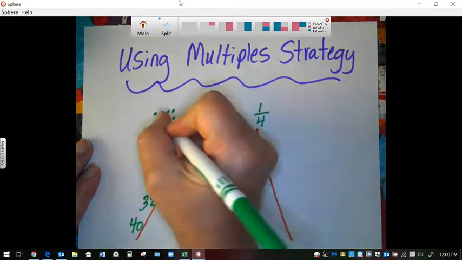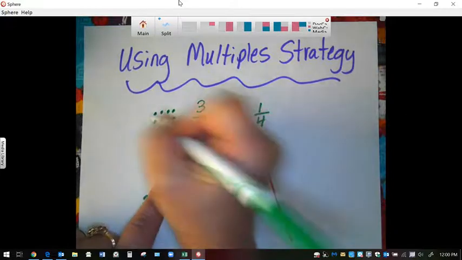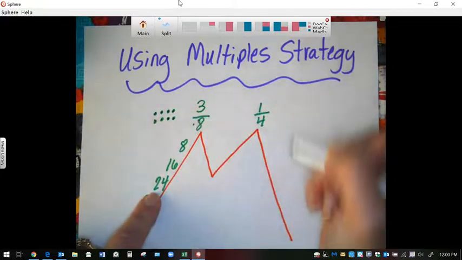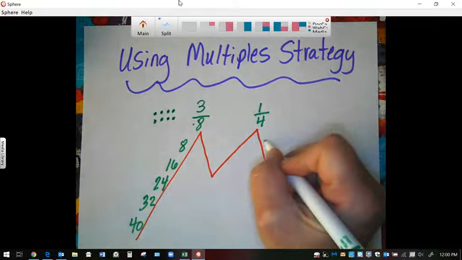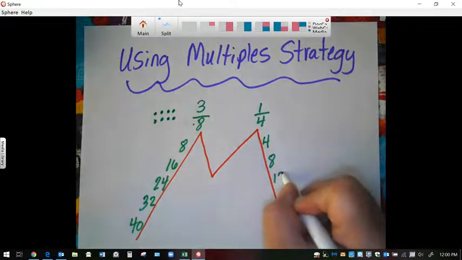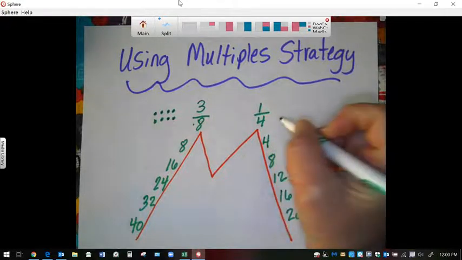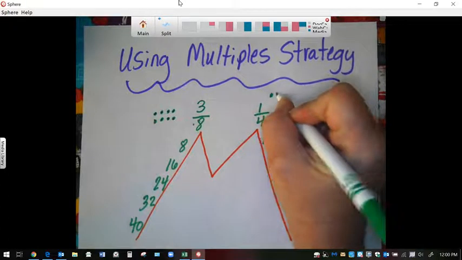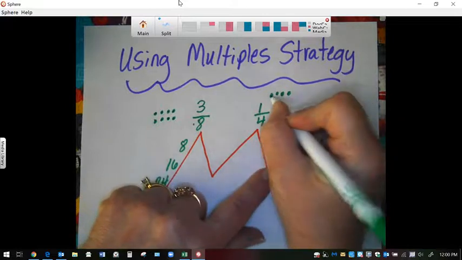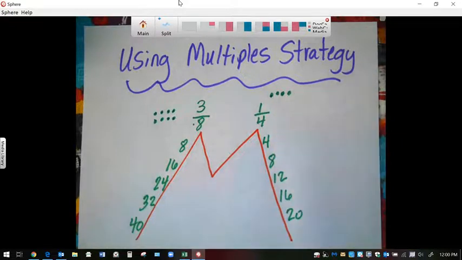8, 9, 10, 11, 12, 13, 14, 15, 16, 17, 18, 19, 20, 21, 22, 23, 24, and you use your dot strategy. Here are the multiples of 4: 4, 8, 12, 16, and 20. Again, you can use your 4 dots to do your multiples. So you would do 4, and then we got 5, 6, 7, 8, and then 9, 10, 11, 12. So you can use your dot strategy.